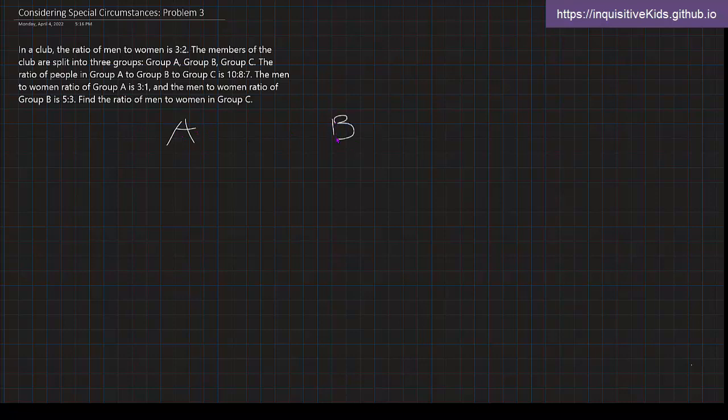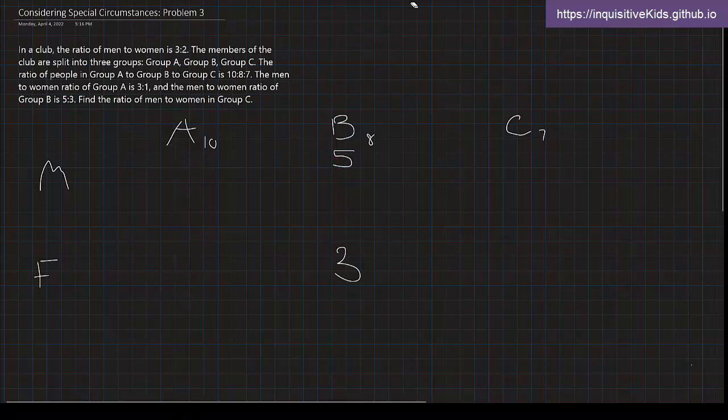So this is group A, group B, and group C. And this stands for male, and then this stands for female. So we know that the ratio of all the members in group A, B, and C is 10 to 8 to 7. And just in group A, the men to women ratio is 3 to 1, and just in group B, it is 5 to 3. Okay, kind of made a little mistake there. And we're just trying to find the ratio of men to women in group C.